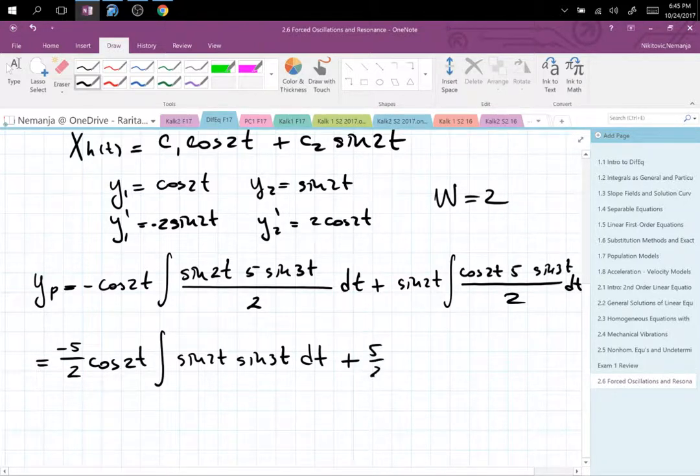Plus 5/2 sine 2t integral of cosine 2t sine 3t dt.